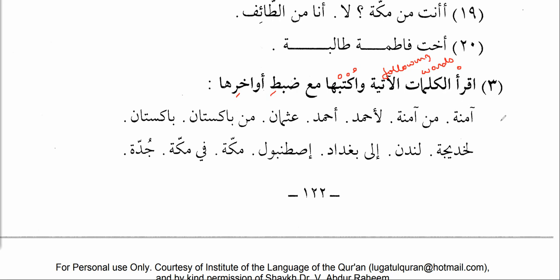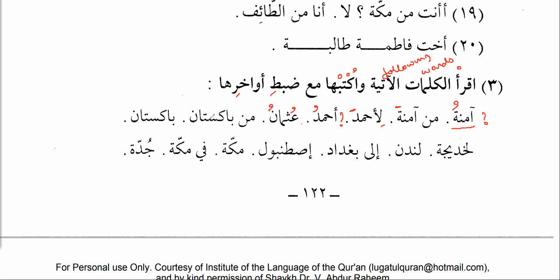Aminatu. If you find nothing before a noun, then know that it's in marfu case. So Aminatu, and you know it's a feminine name, so it is from the ghair munsarif group. So it will have only a single dhamma. Min Aminata. Li Ahmada. Ahmadu. Since there is nothing before Ahmad, you will put a single dhamma. Know that all these are ghair munsarif nouns. Osmanu. Nothing before the noun, so it's in marfu case.